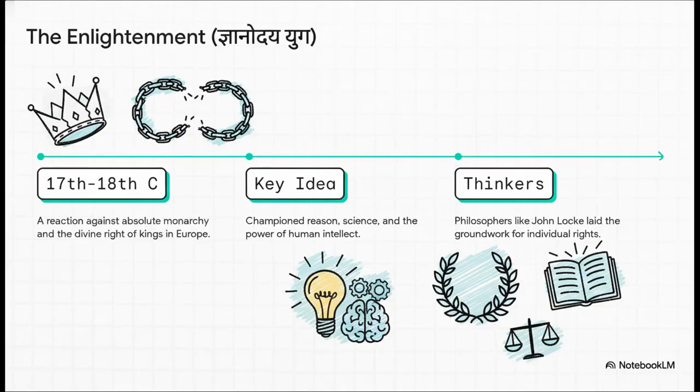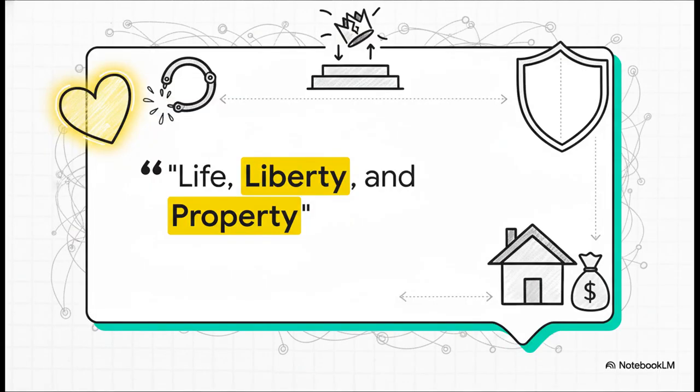You see, liberalism didn't just pop up out of nowhere. It was a revolutionary idea forged in the intellectual fire of the Enlightenment, or the Jnanodaya Yuga. It was a direct rebellion against this centuries-old idea that kings had a divine, God-given right to rule. Thinkers like John Locke came along and argued that no, society should be based on human reason, not on some divine command.